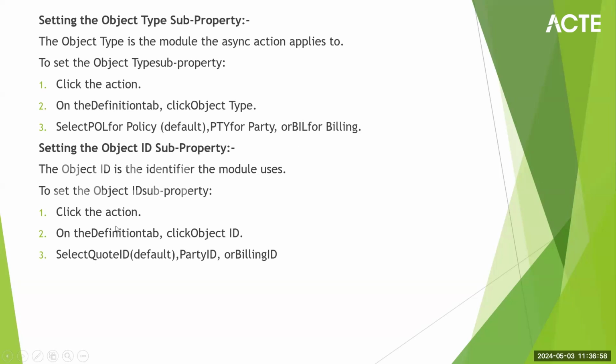Setting the object ID property, the identifier the module uses. To set the object ID property, click on the action definition tab, click object ID, and select code ID by default, party ID, or billing ID, depending on you. If it is a policy, you need to click on the code ID. If it is a party, you need to click party ID. If it is billing, then you need to click billing ID.